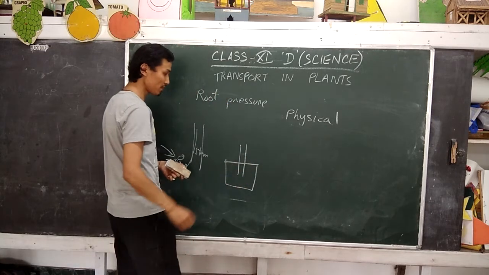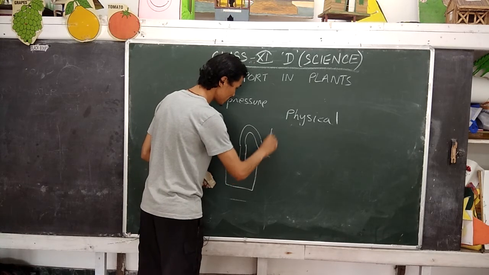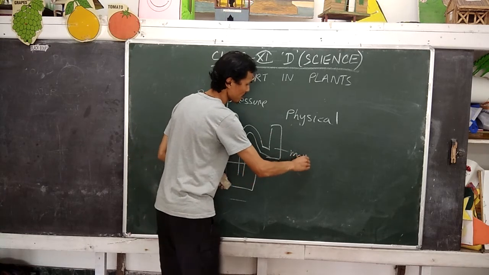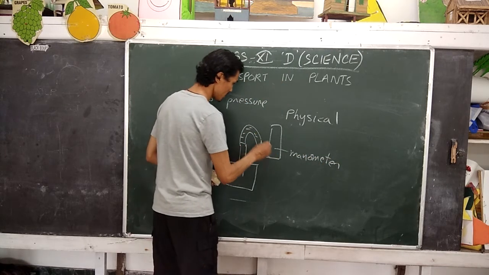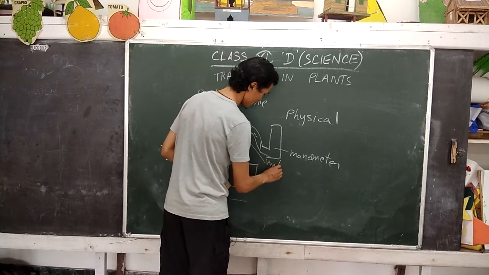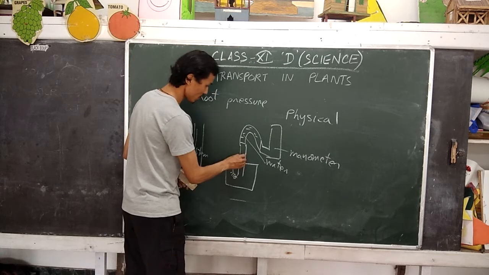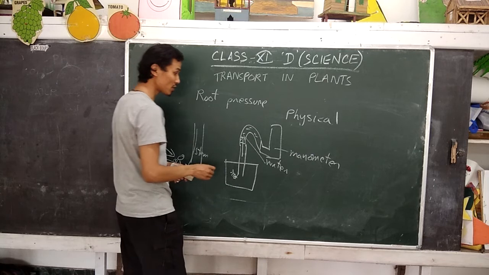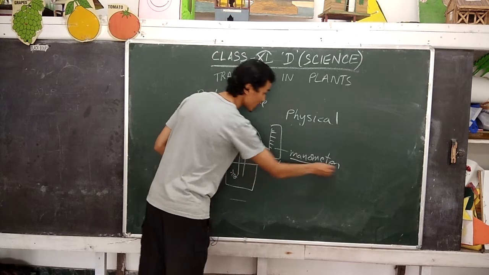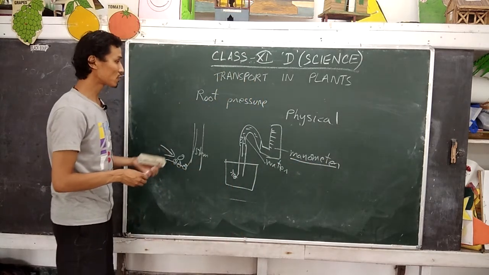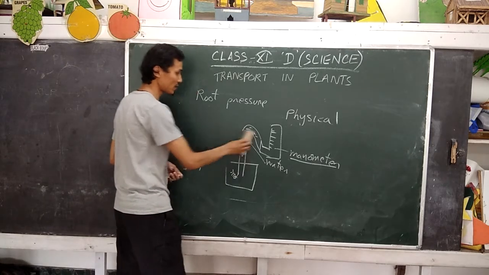Take a cut end of a stem, connect it to a tube containing water and a manometer. Due to the pressure exerted on the roots over here, the water is pushed upwards, and due to the pushing of the water, you can see an increase in the readings of the manometer. So root pressure plays an important role in the transport of water in plants.